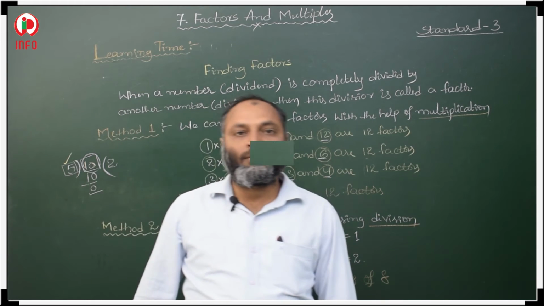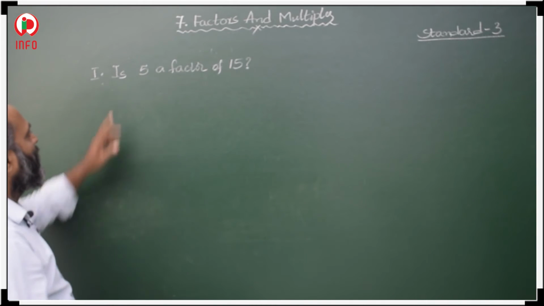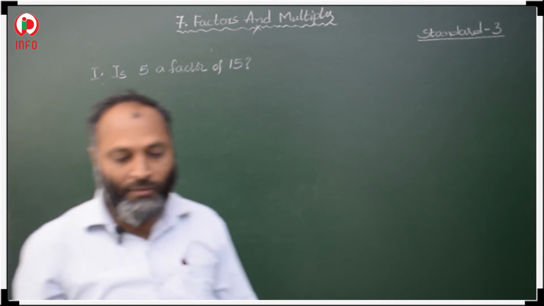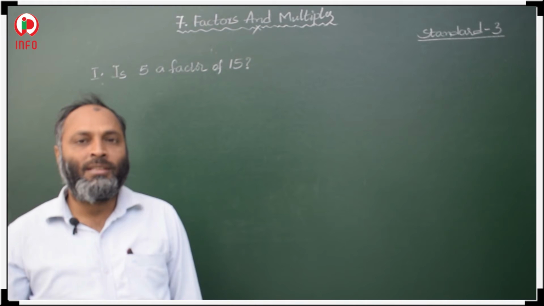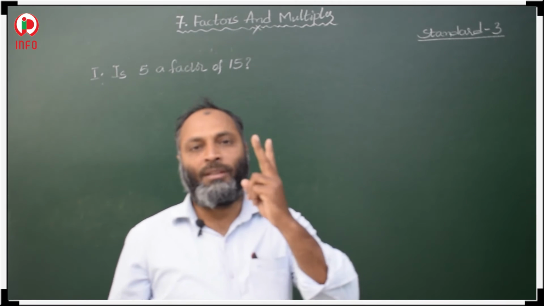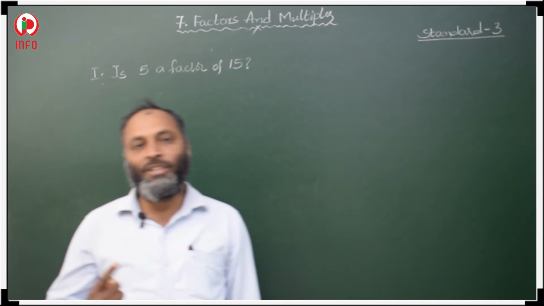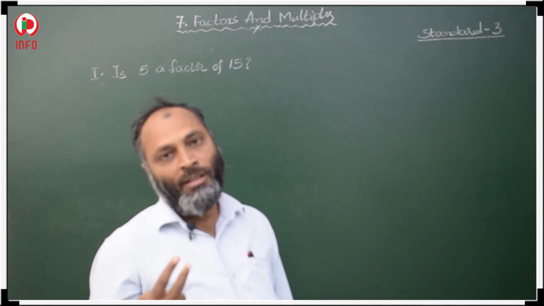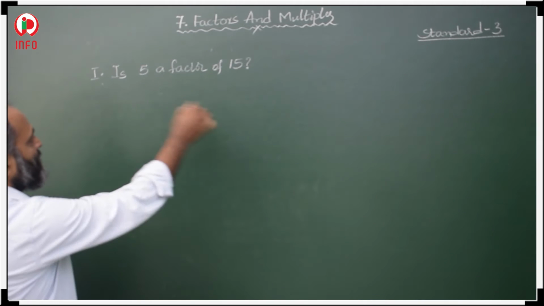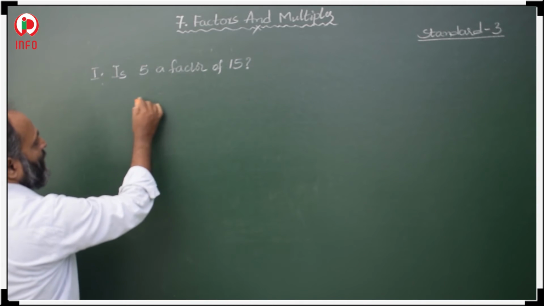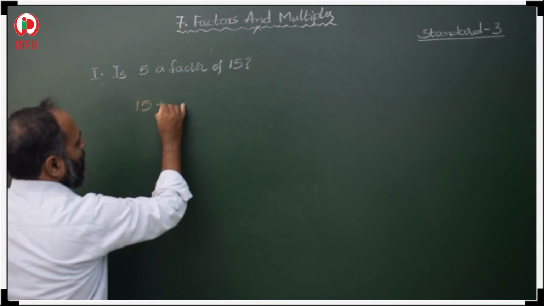Okay. Now, students, see here. The question is given: is 5 a factor of 15? So how to check? We have 2 methods to find factors, the division method and the multiplication method. First we follow the division method. So we have to divide 15 with 5.